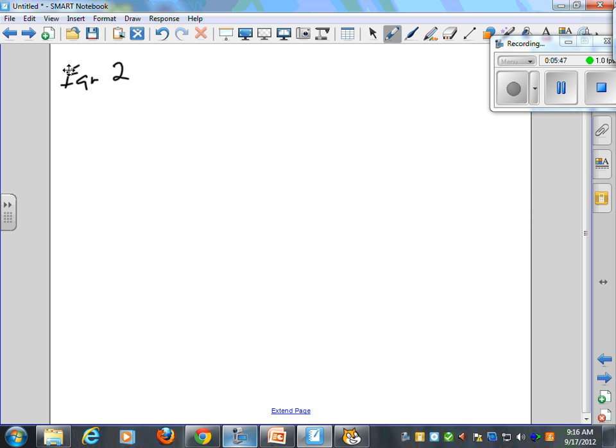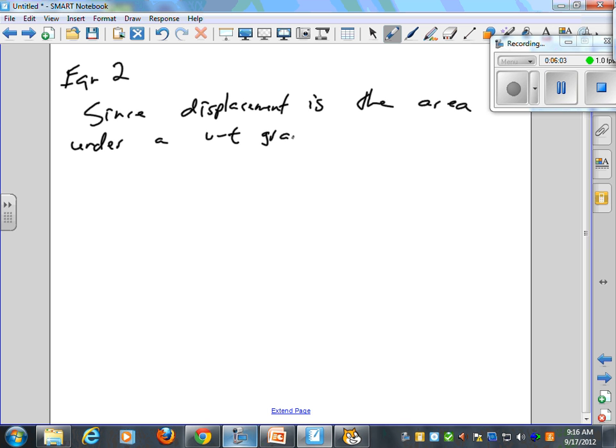Okay, so I'm going to write, since displacement is the area under a VT graph. This is the basis that this whole derivation sits on. Displacement is the area under a VT graph. Since displacement is the area under a VT graph.